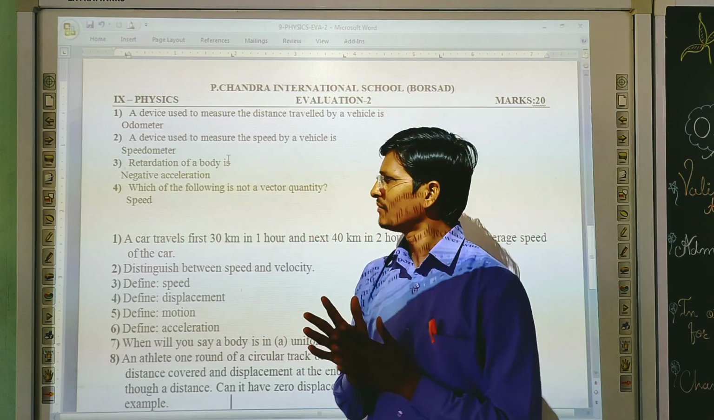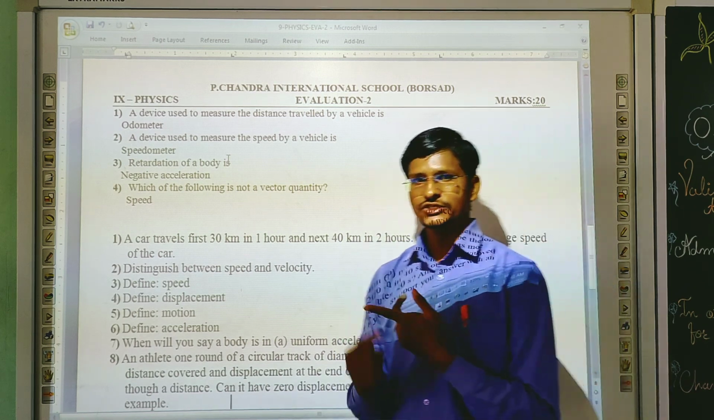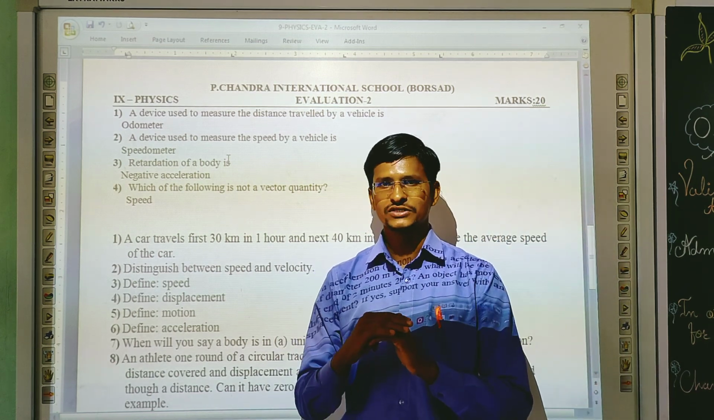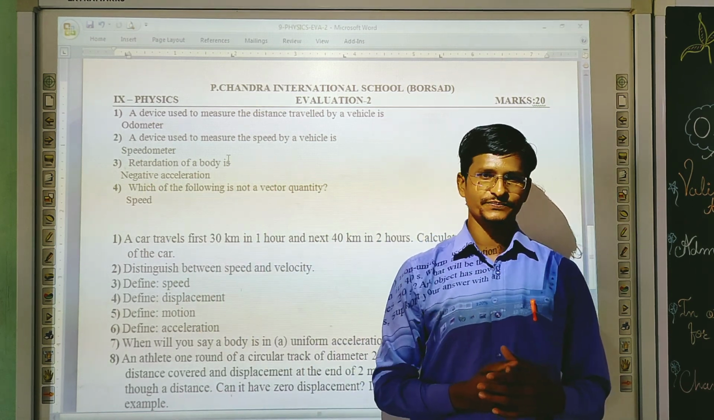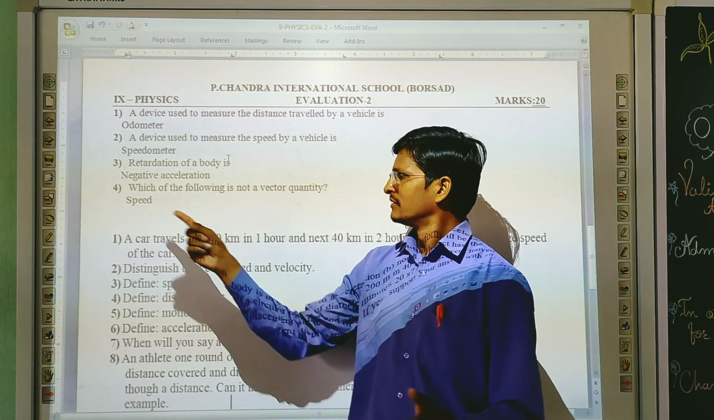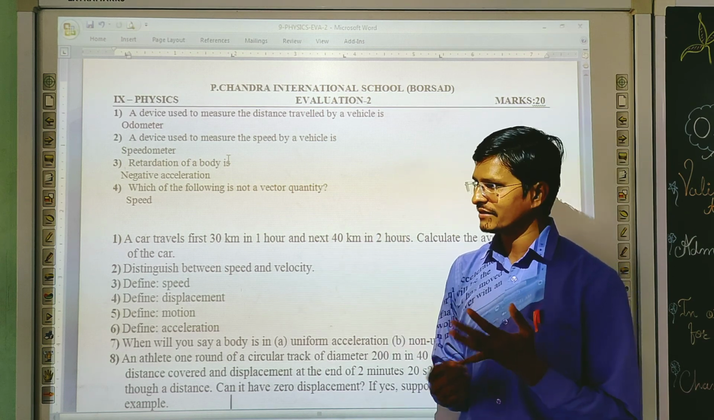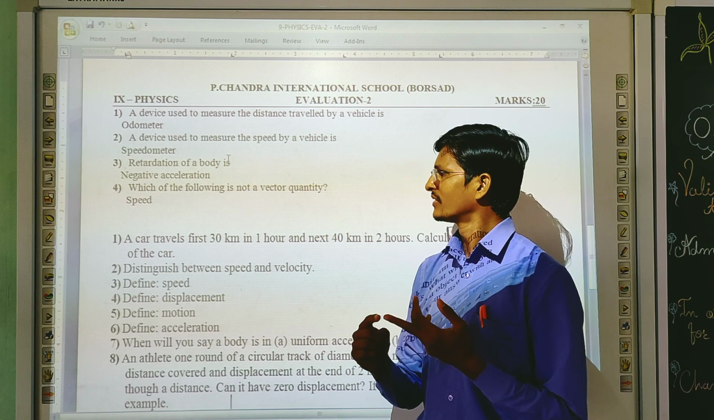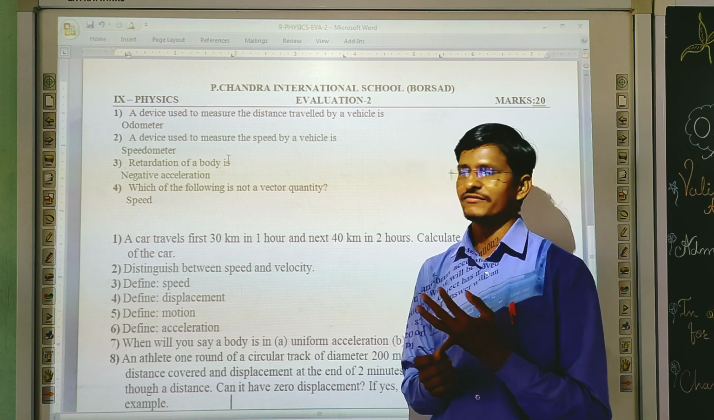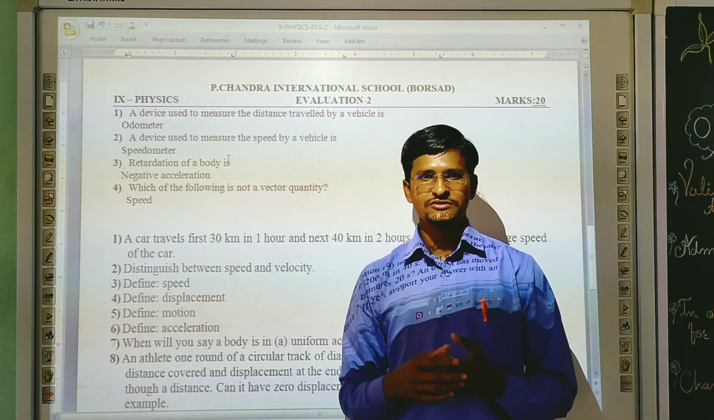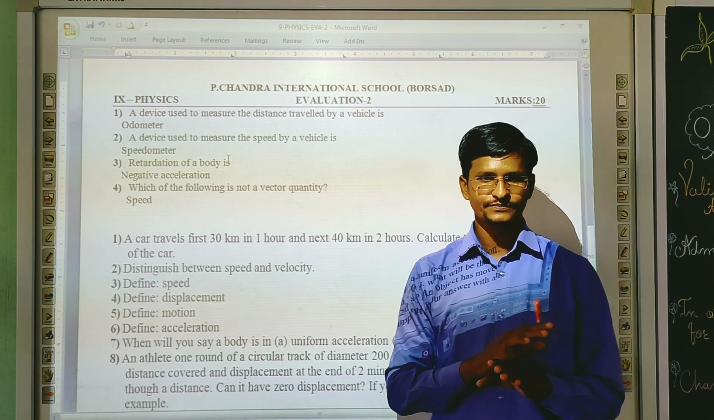Now, retardation of a body is positive acceleration, negative acceleration, zero acceleration, or none of these. The MCQ format will be there. Answer is negative acceleration. Okay. Next, which of the following is not a vector quantity? Options will be given: velocity, speed, displacement, time. Speed is the answer. Got it? Speed is not a vector quantity.